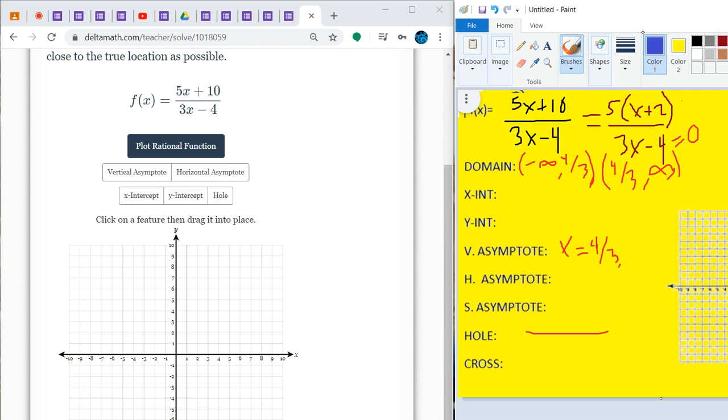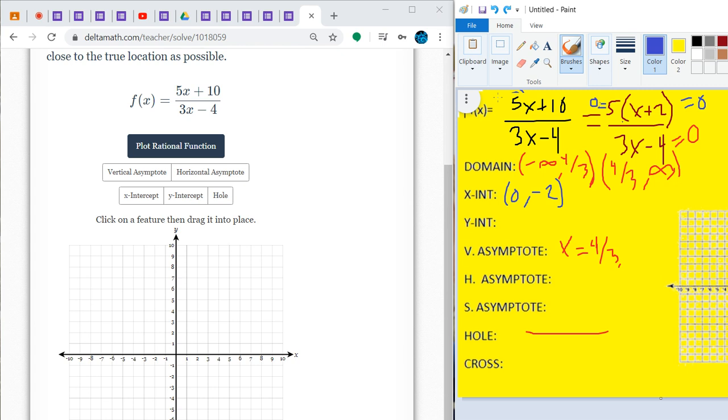X-intercept, we set the numerator equal to 0. So x plus 2 equals 0 means you have x equals negative 2. If you have 5 equaling 0, which you should check, well, 5 can never equal 0, so there's no other x-intercept. So make sure you check that, though. If that had been 5x, then you would have another x-intercept there.